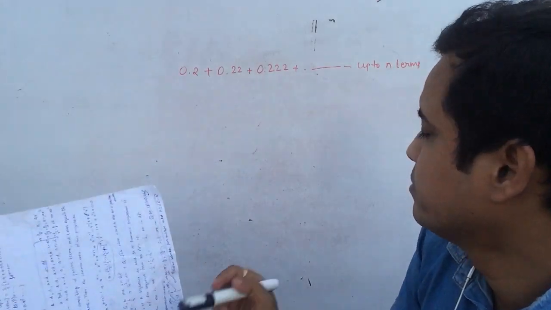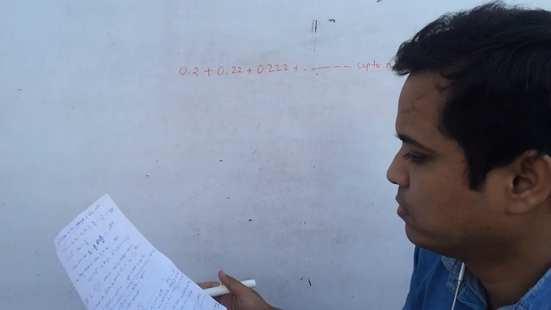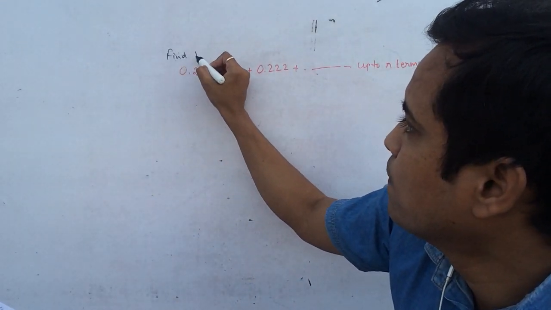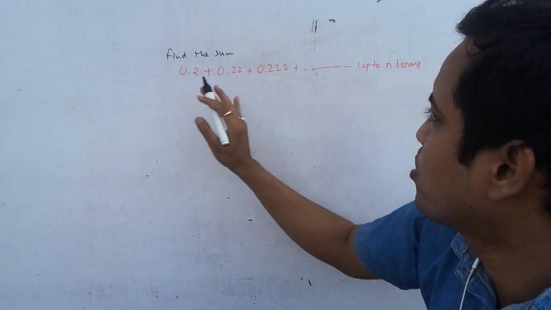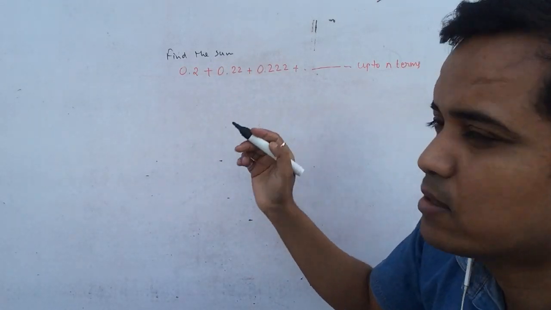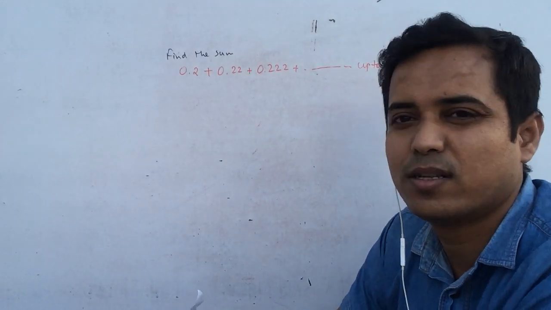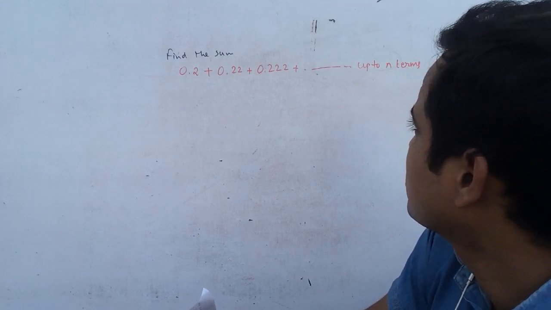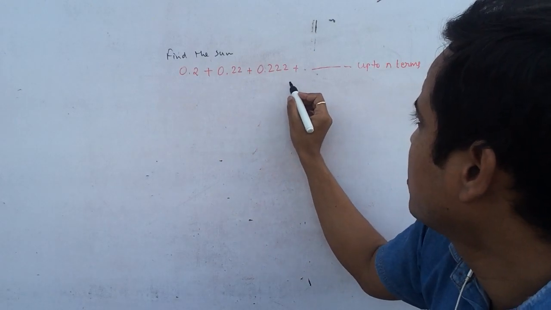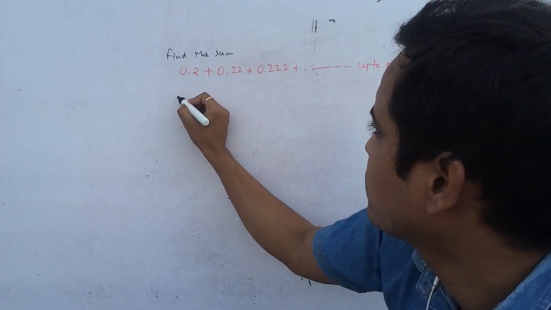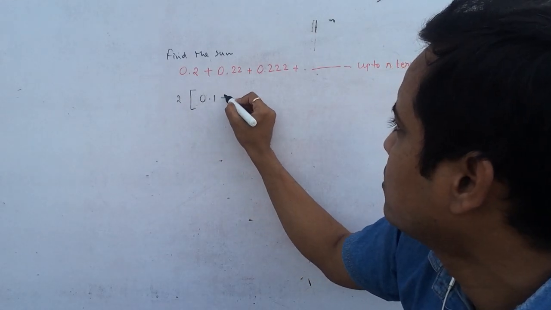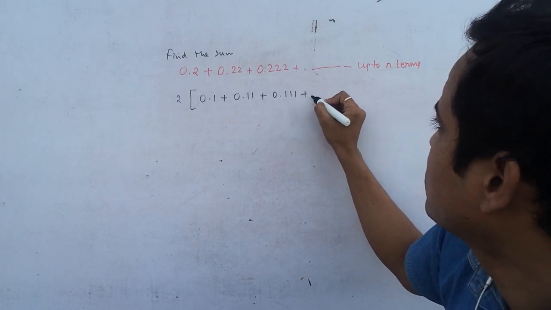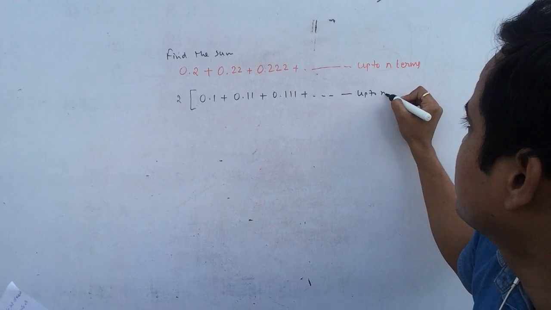What do you need to do? You have to find the sum. So how would you find it? The procedure is first you need to make 1 minus something, like 1 minus 1/100 or 100 minus 1. So can we make 100 or something? First take 2 common. Taking out 2, 0.1 you will get, 0.11 plus 0.111 plus, up to n terms.